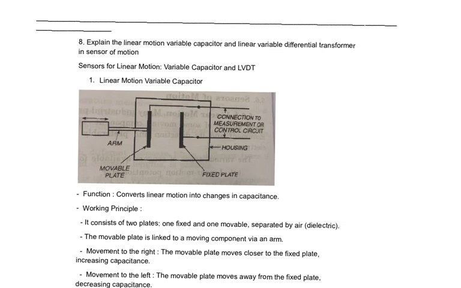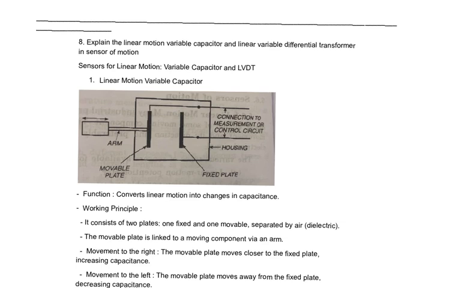So, linear motion variable capacitor, you can see the diagram here. Here you have two capacitor plates which are connected. Of these two plates, one is a movable plate and the other is a fixed plate. Here you have an arm which is connected to the movable plate, and the difference between these two is a connection to the measurement or control unit. So the circuit is very simple here.